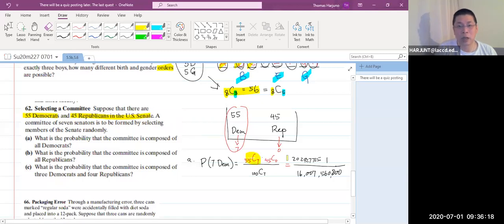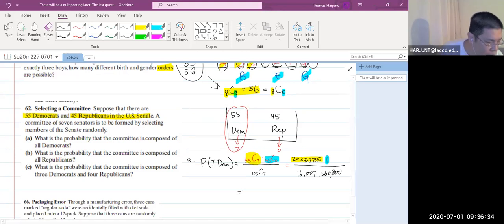So the final answer will be this divided by 127... This will be 0.012677. Five decimal places, make it 8 here.